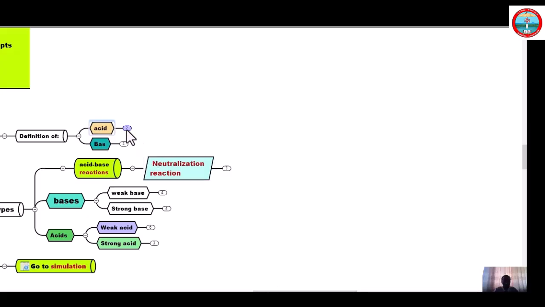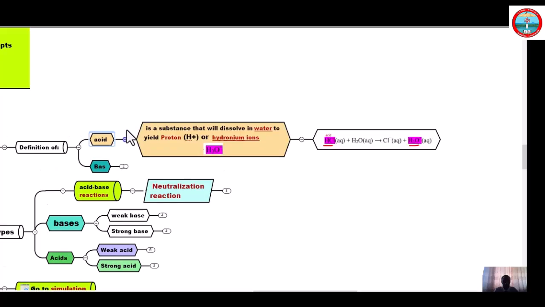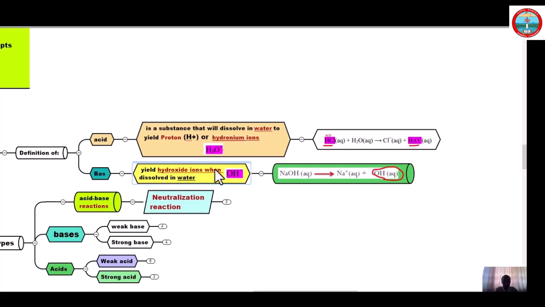The first one is the Arrhenius definition. According to Arrhenius, an acid is defined as a substance that will dissolve in water to produce proton or hydronium ion, and a base is a substance that will produce hydroxide ion, or OH-, when dissolved in water. If you see this chemical reaction, when this substance is dissolved in water, it produces hydronium ion. Due to production of hydronium ion, this substance is considered an Arrhenius acid. And when this substance is dissolved in water, it produces hydroxide ion. So due to production of hydroxide ion, this substance is considered an Arrhenius base.